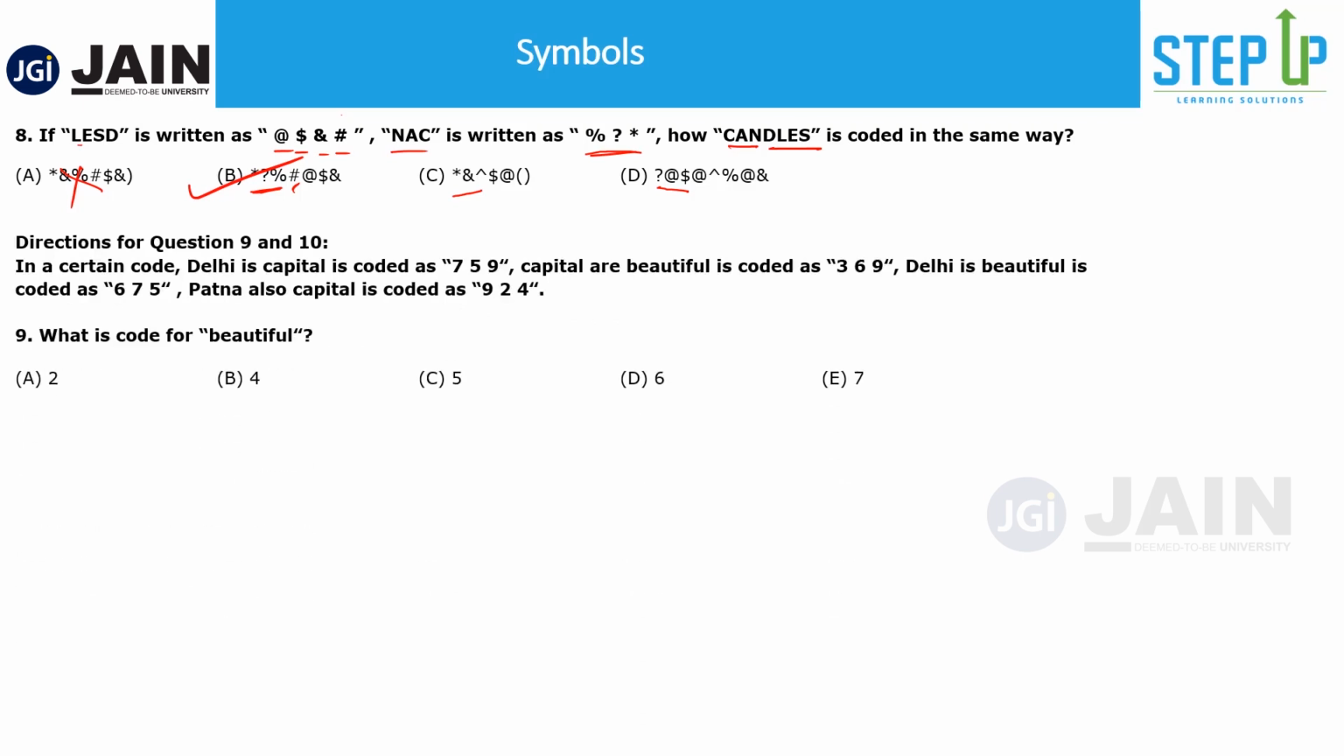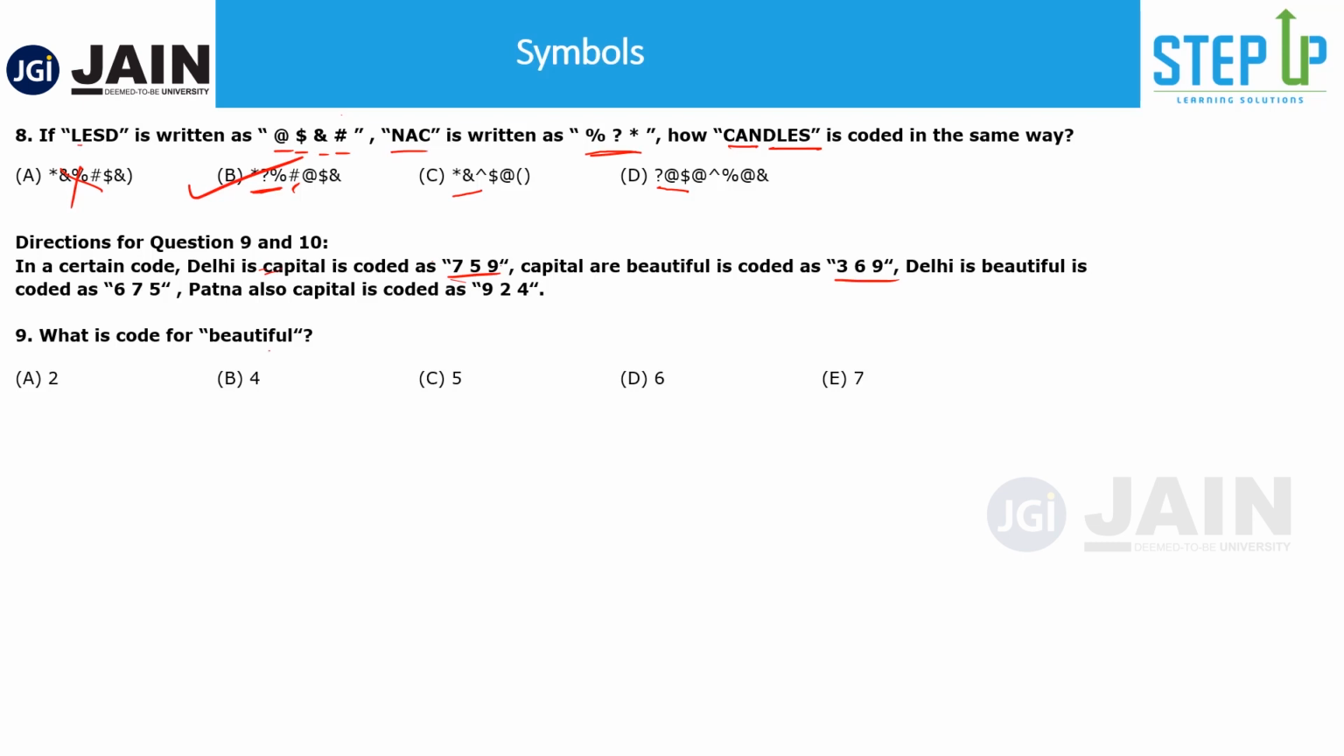Sometimes these questions also come like they will say in a certain code, Delhi is capital is written as 759, capital are beautiful is written as this, not in the same order necessarily. That means it doesn't mean that Delhi is 7, is is 5 and capital is 9. And similarly, they are coding something else, and then they are saying what is the code for beautiful.